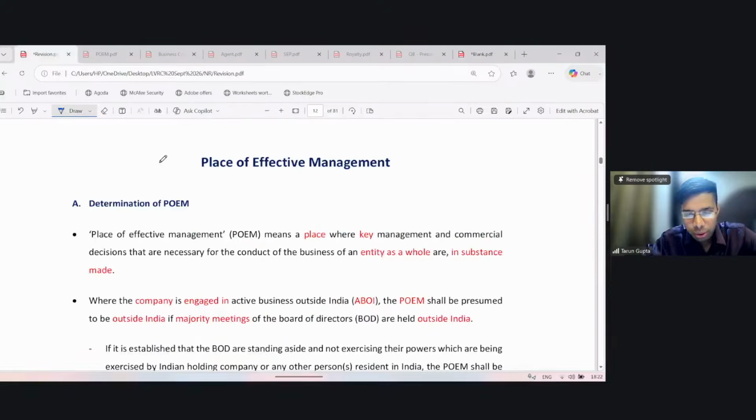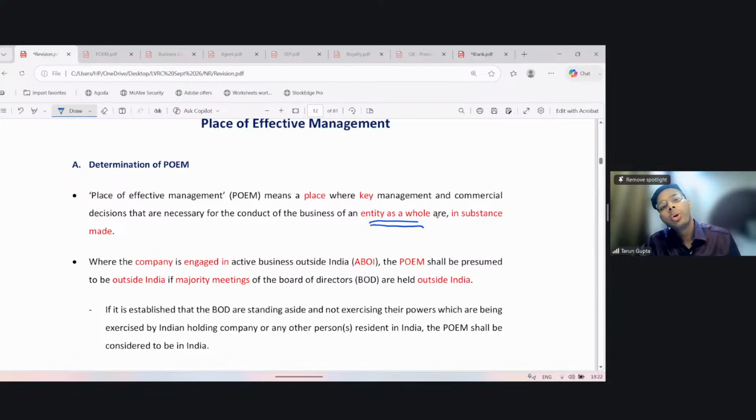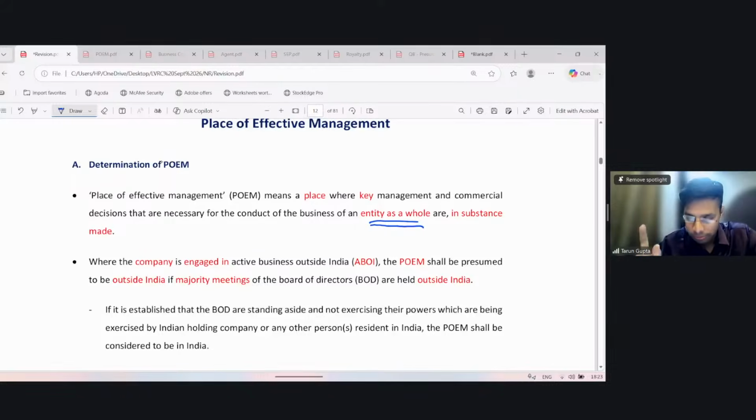Let's come back to the notes. So it says, POEM means a place of key management and commercial decision that are necessary for the conduct of business of an entity as a whole. So these decisions should impact the entity as a whole. So we are talking about the decision which impact the entity as a whole, and not the decision which impact only a segment or a branch or a section of the company. Right? So we are looking for the person who are taking the decision which impact the entity as a whole, in substance.